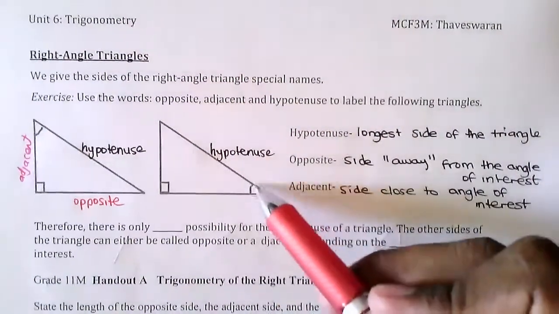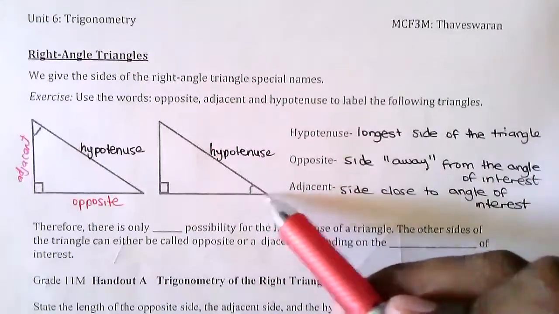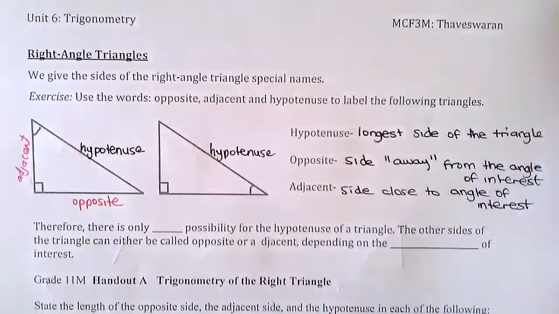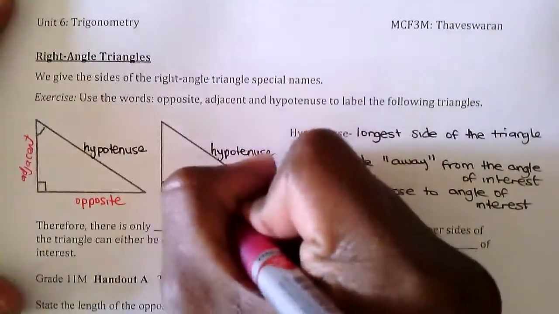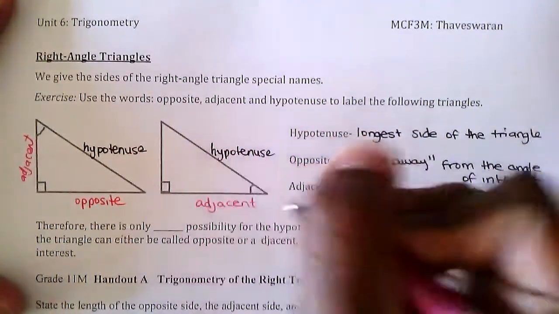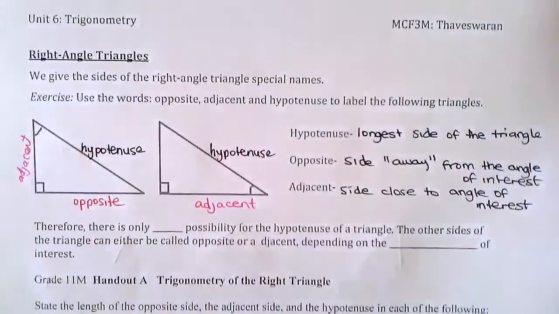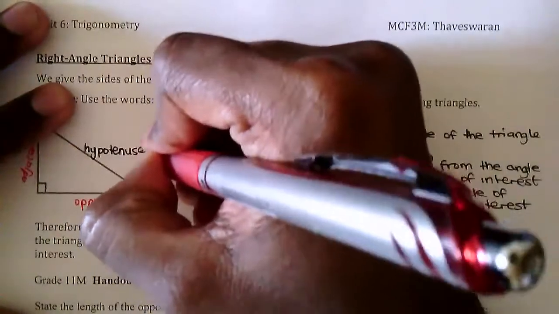Similarly here, here is my angle of interest this time. So the side close to the angle of interest will be my adjacent. So this will be my adjacent. And the side opposite of, or away from, my angle of interest is my opposite.